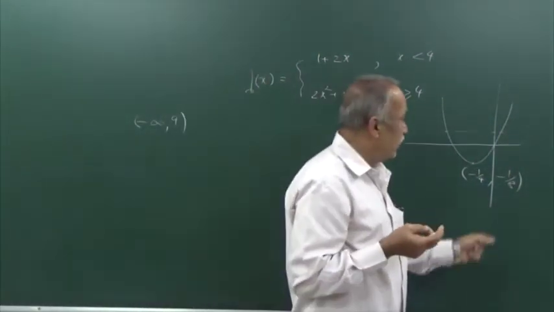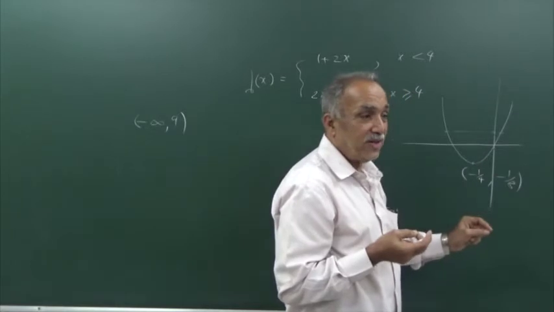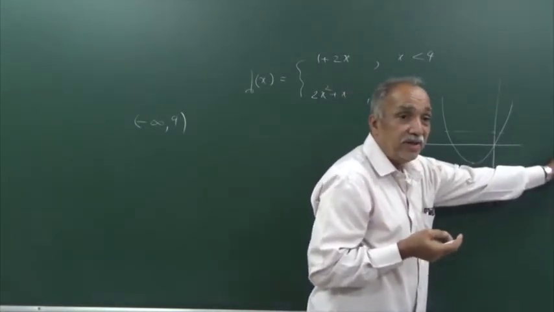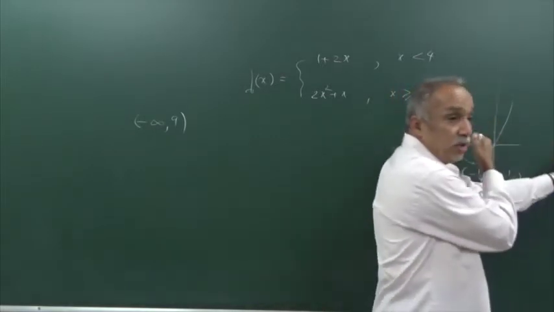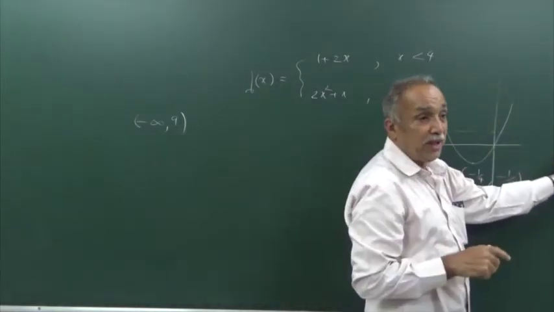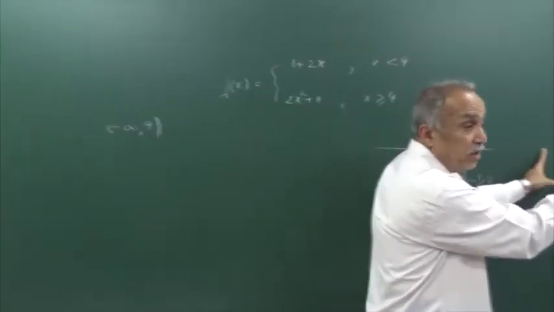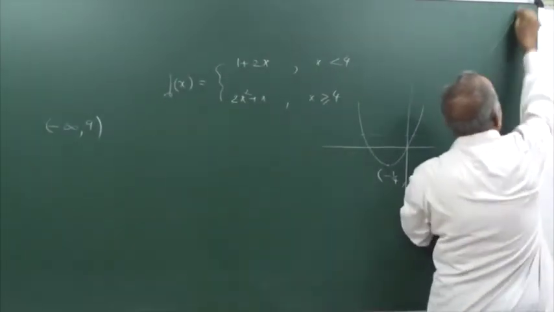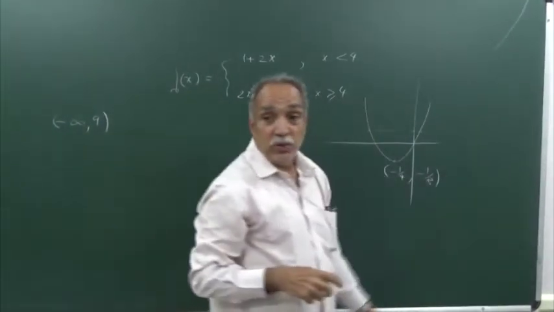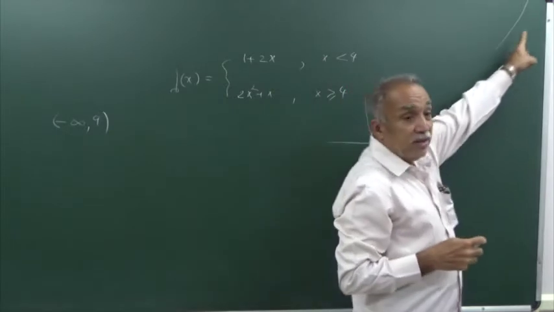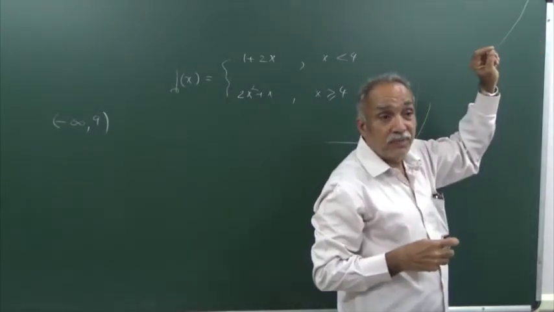Where does x equal to 4 lie on this x axis? This is the origin. X equal to 4 is somewhere here. To the left of x equal to 4, this formula is not applicable. The formula is applicable only on the right of x equal to 4. Only this portion you need to include. Okay? What values are attained by this part of the graph?